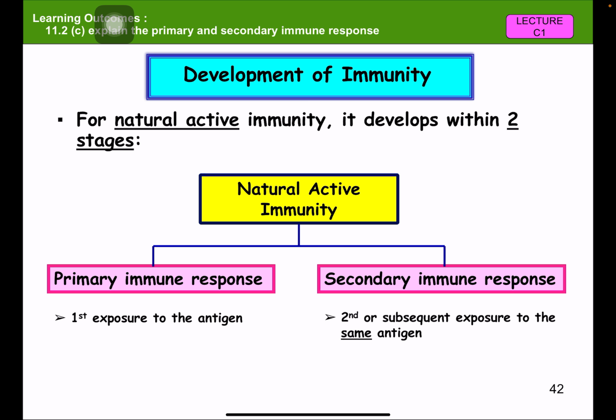For the natural active immunity, there are two stages. The first one is the primary immune response, and the second one is the secondary immune response. Usually the primary immune response is because of the first-time exposure to the antigen, and the secondary immune response is because of the second time or many times of subsequent exposure to the same antigen.